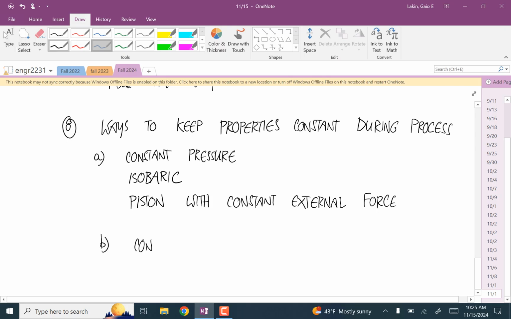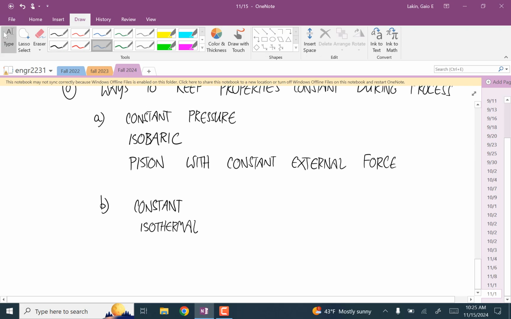What about constant temperature? Remember what the word is for that? Isothermal. And anyone remember how you do that? Have a big enough reservoir. It has to be somehow in thermal contact with a reservoir, and it also has to proceed slowly so that there's time for this heat exchange to happen. So it has to be in thermal equilibrium with a reservoir, and it has to go slowly.